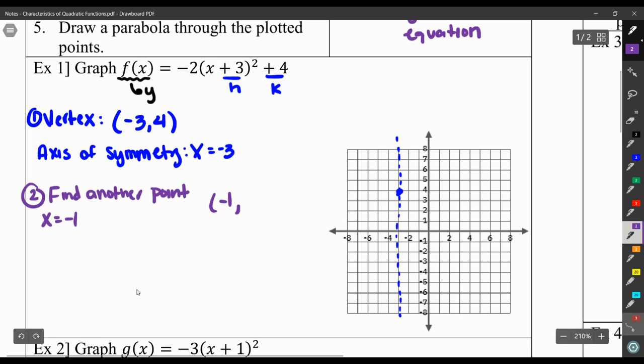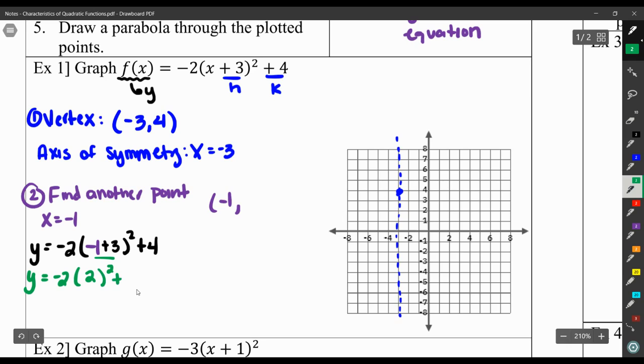To find the y value, you're going to take this x and you're going to substitute it into this equation to figure out the y. So we've got y equals -2 times (the x value of -1 plus 3) squared plus 4. And we're going to simplify this down. So order of operations says parentheses come first. So -1 plus 3 makes 2, squared, plus 4. And the next part of order of operations is the exponents. So 2 squared is a 4.